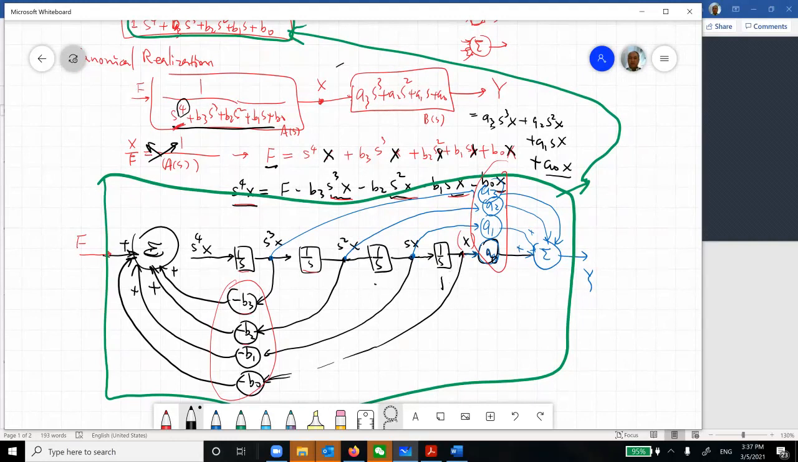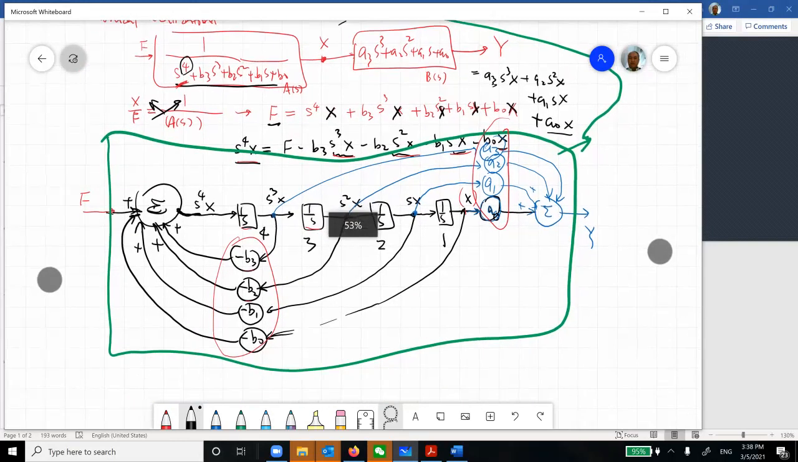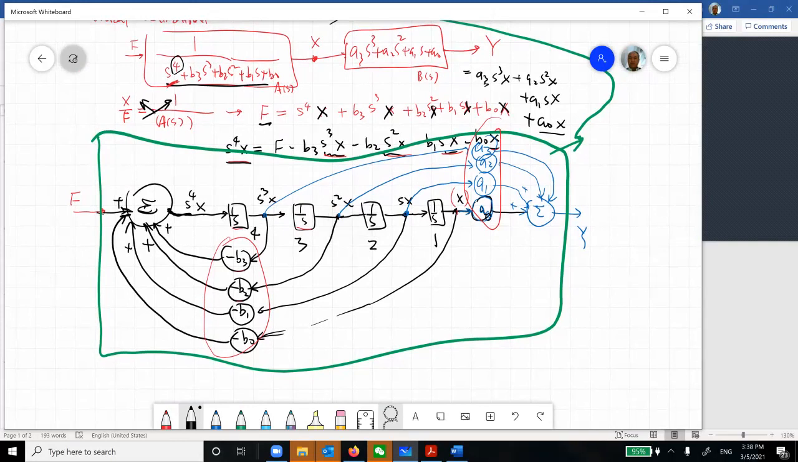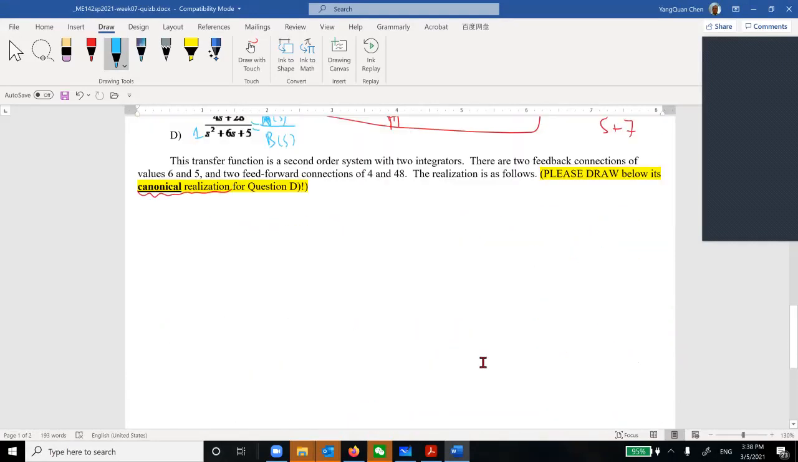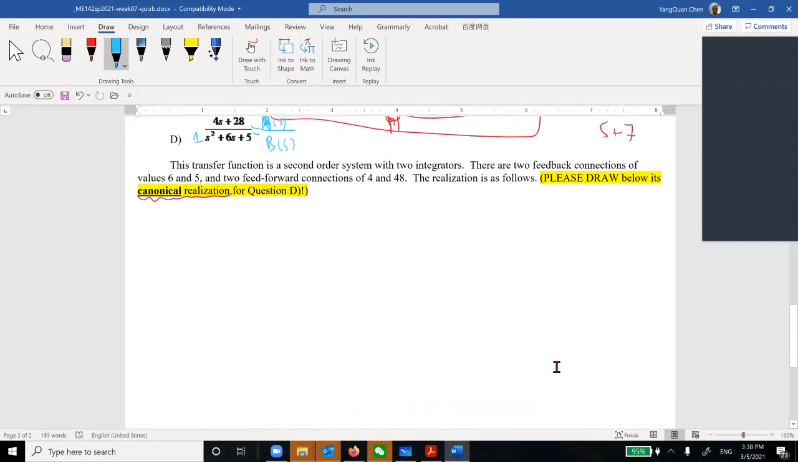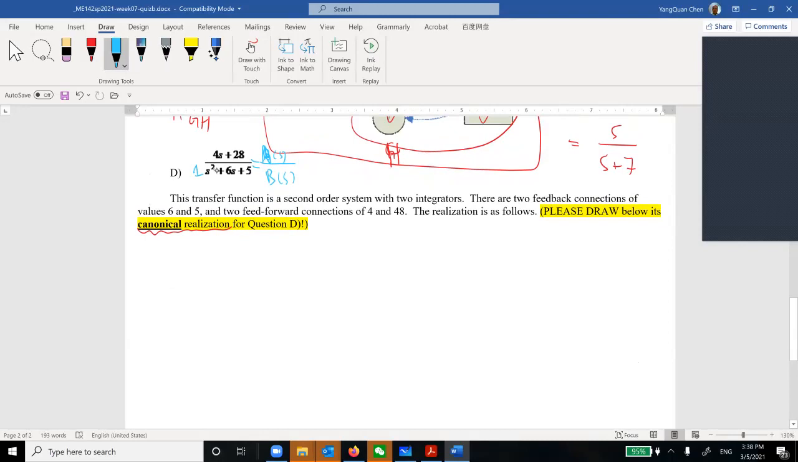You have 1, 2, 3, 4. And this is outputting here. So S4X becomes like that. So this is a canonical realization. You can write down this one in no time. Okay, so let's check this one now, how we can do this. So easy. So how many integrators I have?